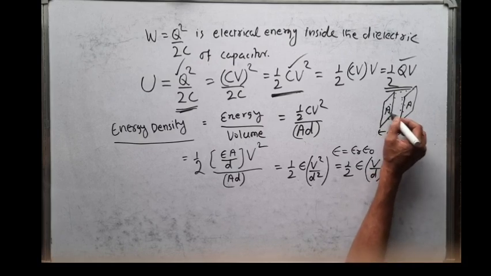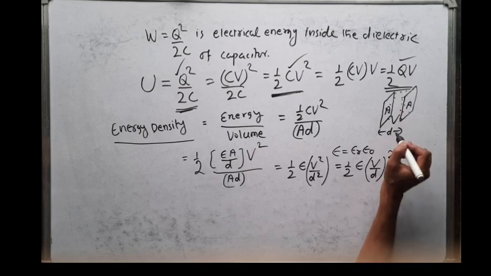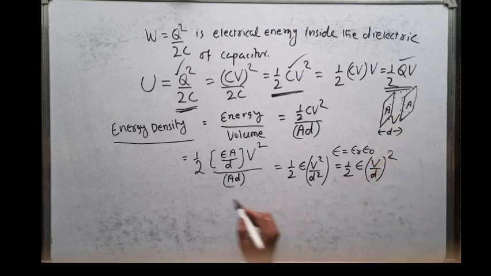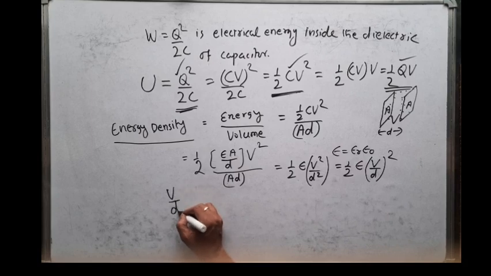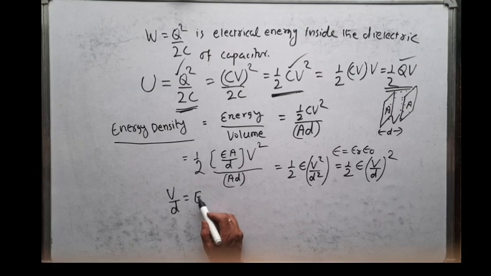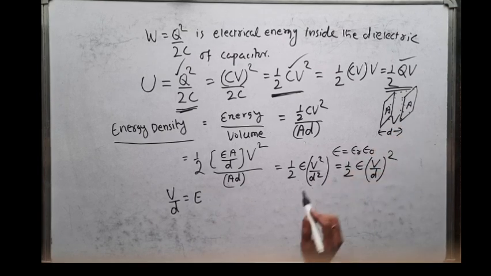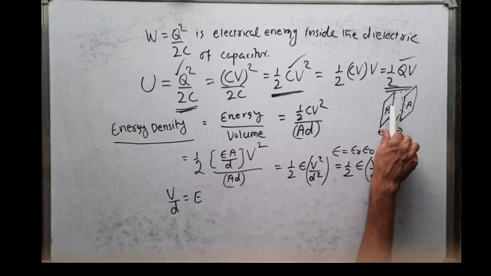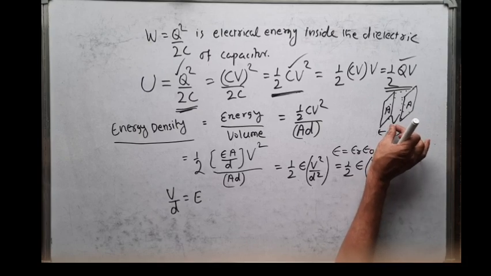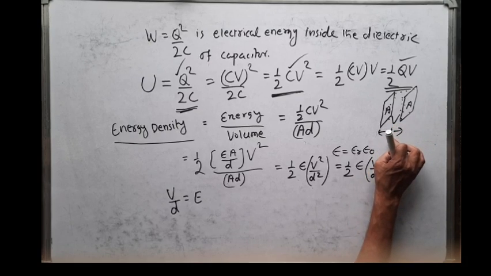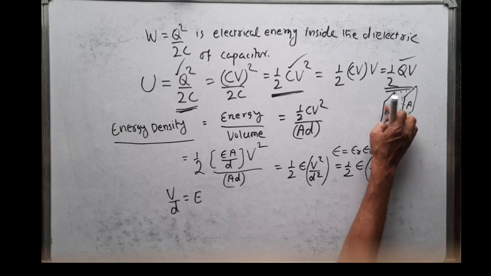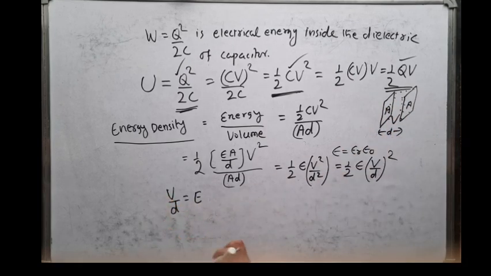So if the potential difference between the two plates is V and the distance of separation is D, then what is the value of V by D? We know V by D is nothing but electric field intensity. So this electric field intensity inside the two plates is constant. Why constant? Because the distance of separation between the two plates is very small compared to the area. That's why the electric field always remains uniform, which is equal to V by D.